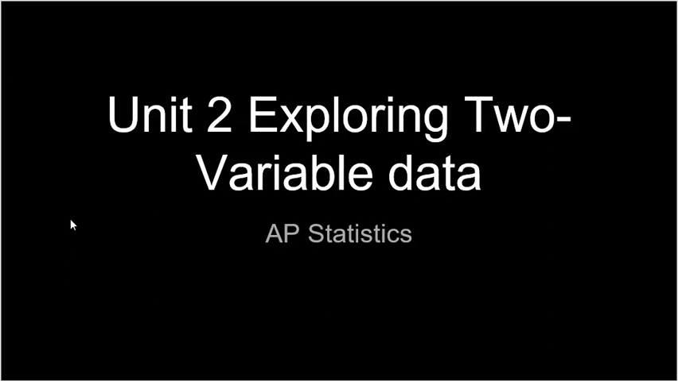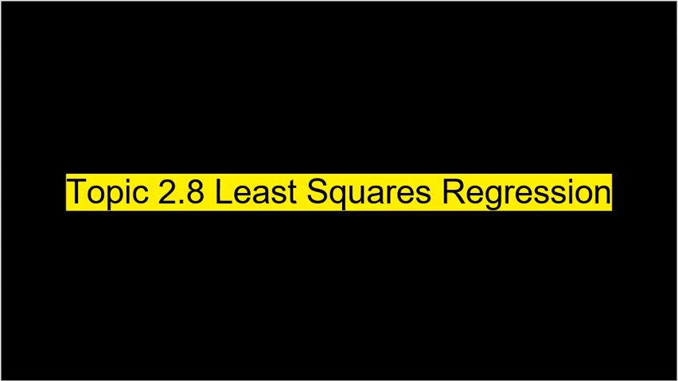All right, welcome to Unit 2, Exploring Two Variable Data. This is an extension to Topic 2.8, Least Squares Regression. And what we're going to do in this video is look at a problem where we cover all the big ideas that we learned in 2.8 on least squares regression. All right, so here we go.